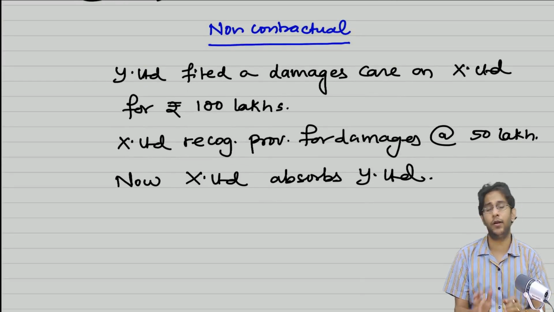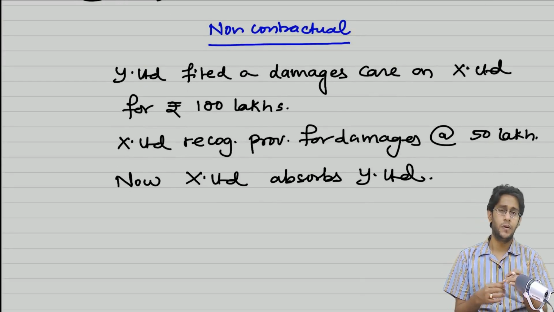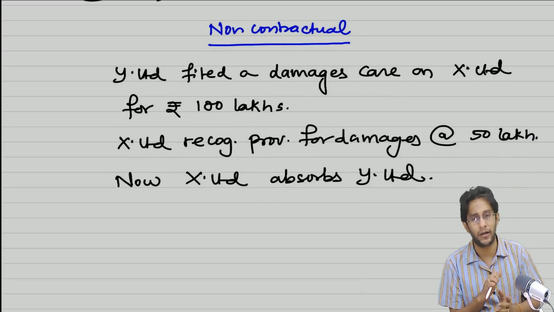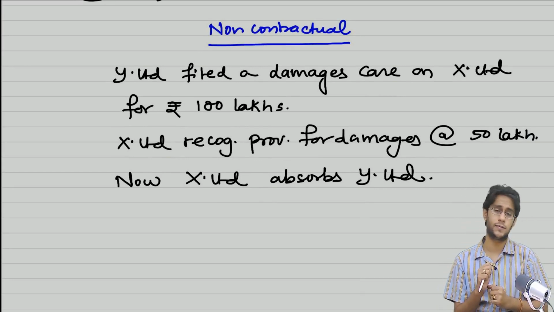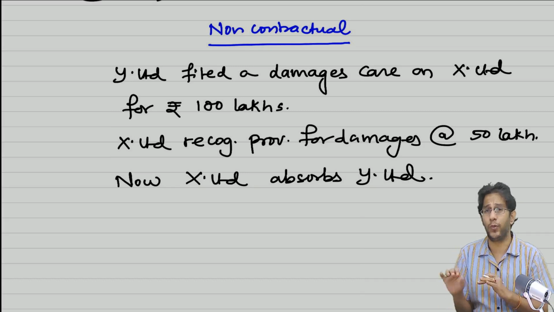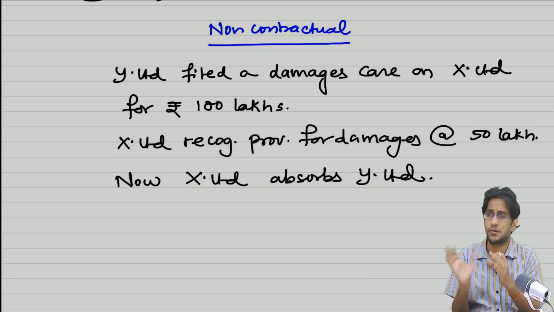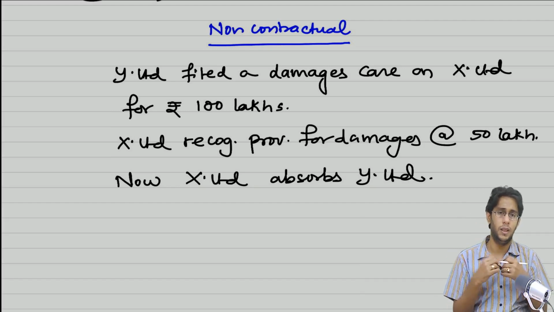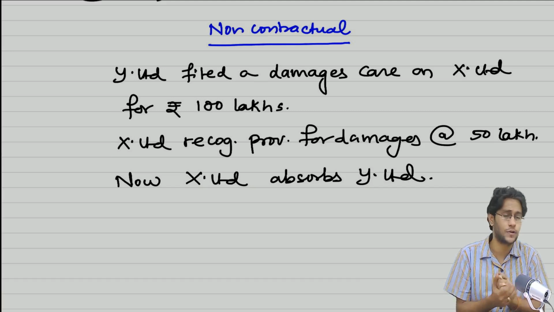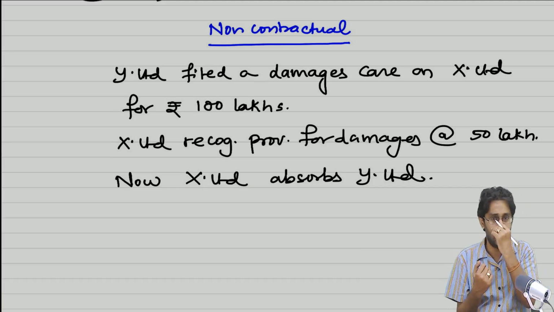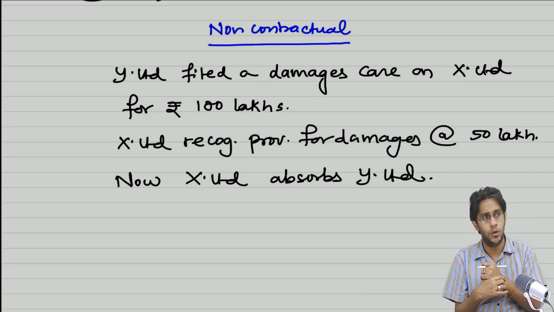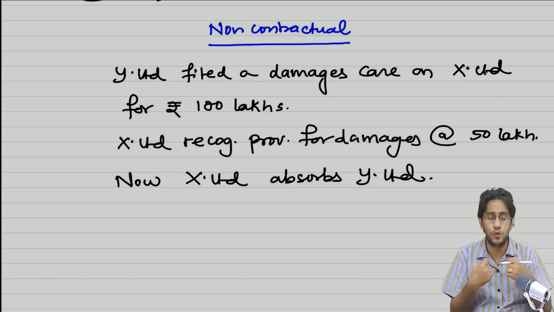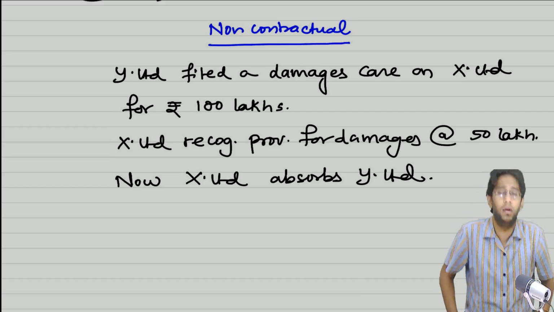So between X and Y, they are fighting already. Y is saying that X, you infringed my patents, pay me damages of 100 lakhs. X Limited in their books created a provision for damages of 50 lakhs. Matter is pending in court. At this stage, X is now taking over Y Limited. Imagine I am X, you are Y Limited. You filed a case on me. Now I am coming to take over you. If I am coming to take over you, you are already angry with me. You are suing me for 100 lakh rupees.